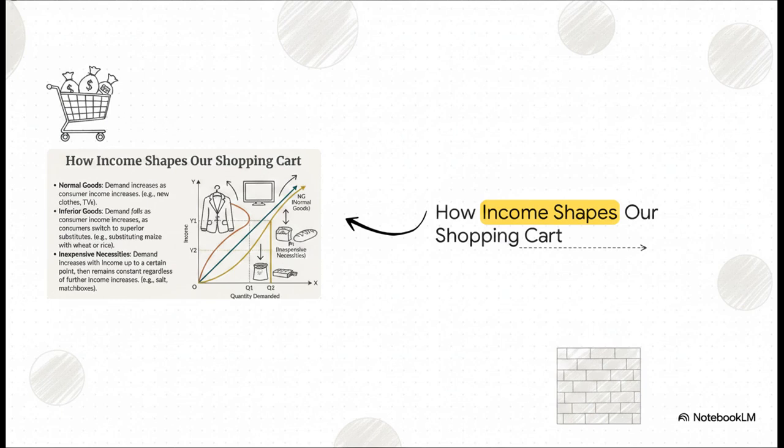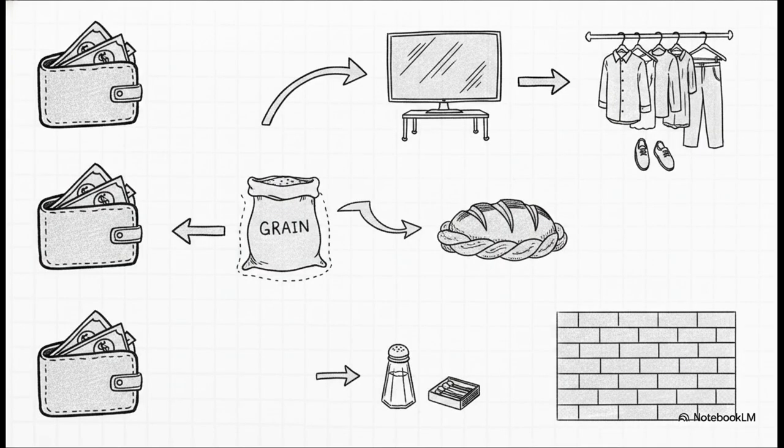Now, what's really interesting about this slide is how exactly our income shapes our shopping carts. You might assume that as we get richer, we just automatically buy more of absolutely everything. But our shopping carts actually follow 3 very different trajectories as our paychecks grow. Notice the normal goods trajectory moving upwards, the inferior goods curving back on itself, and the inexpensive necessities hitting a strict vertical wall. Let's completely ground this in reality by tackling a huge core question.